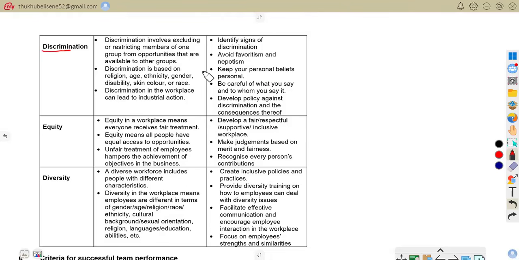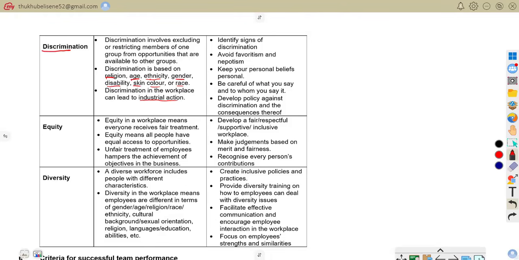Example, promoting only men while ignoring equally qualified women. You see, you are excluding or restricting members of a group from opportunities that are available to other groups. You promote only men and then leave the women who are still qualified. That is discrimination. So discrimination is based on religion, age, ethnicity, as well as gender, disability, skill, color, race. Discrimination in the workplace can lead to industrial action. So it can even lead to strikes.